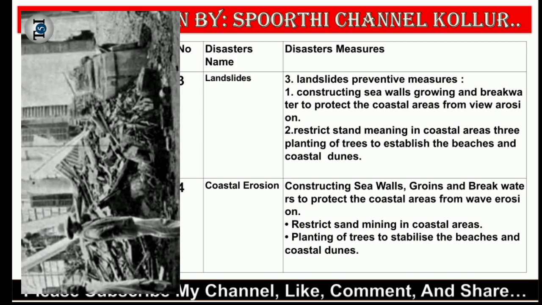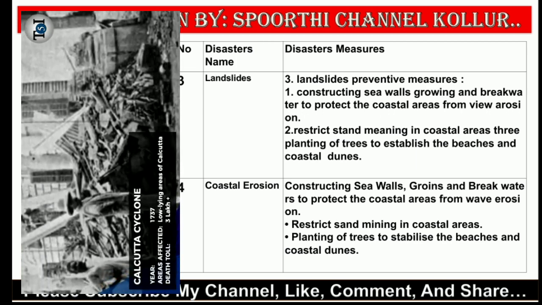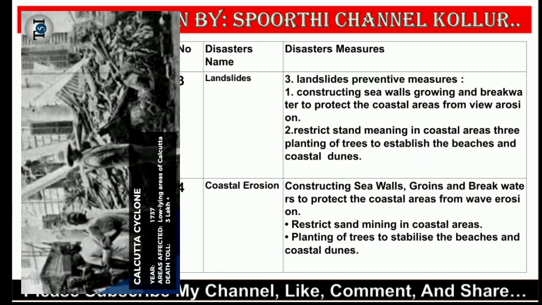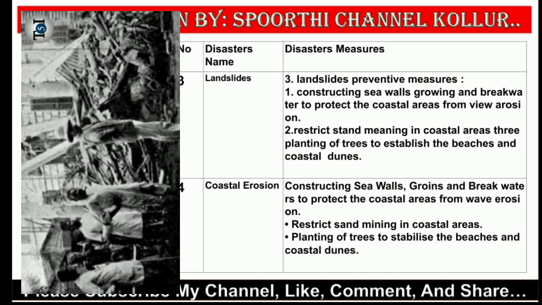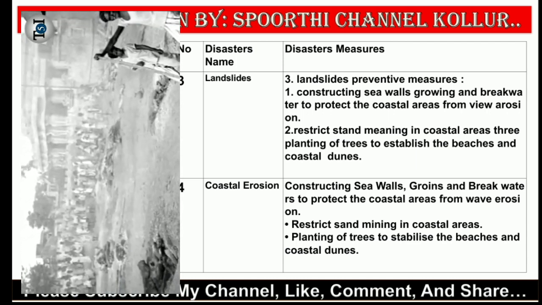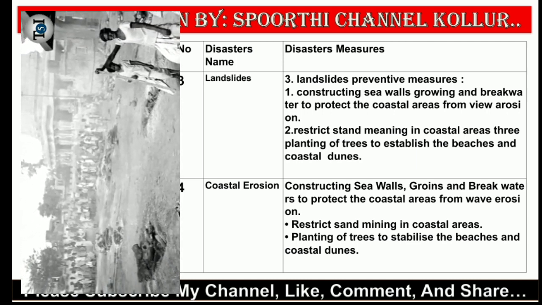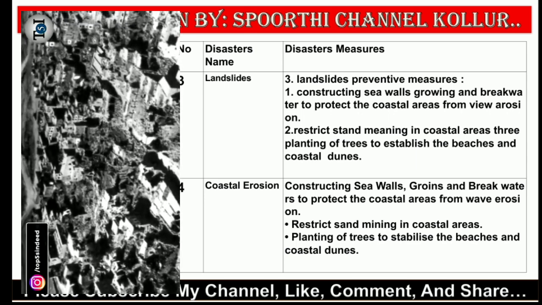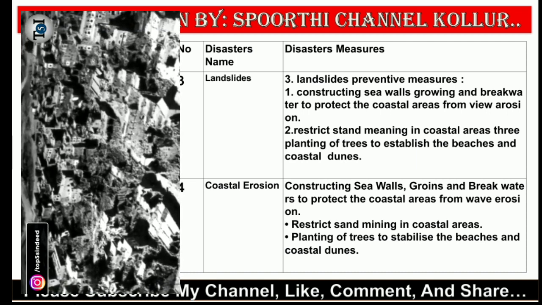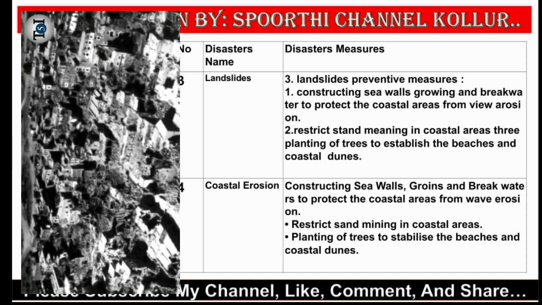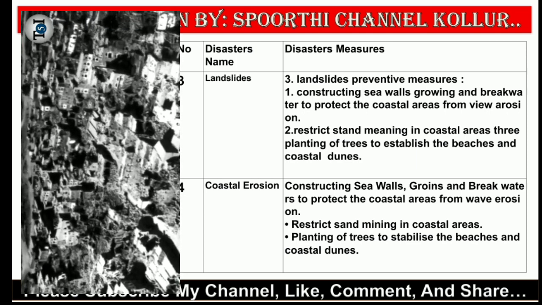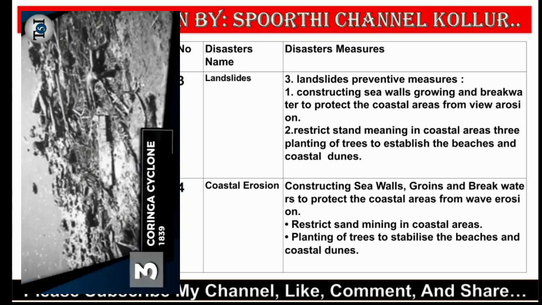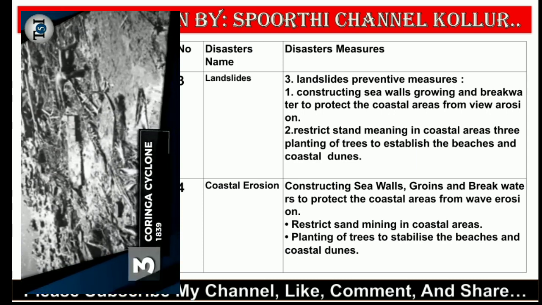Fourth one, coastal erosion. One, sea walls, groynes and breakwaters to protect the coastal area from wave erosion. Second one, restrict sand mining in coastal areas. Third one, planting of trees to stabilize the beaches and coastal dunes.